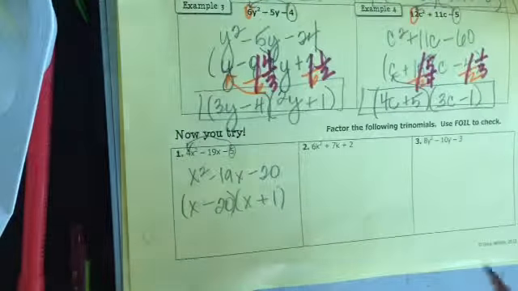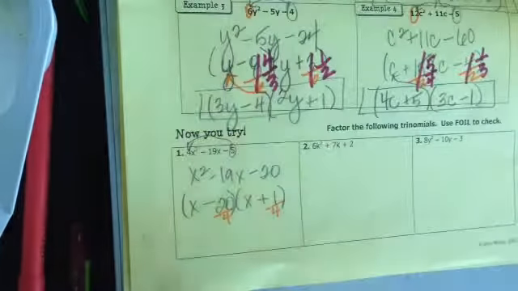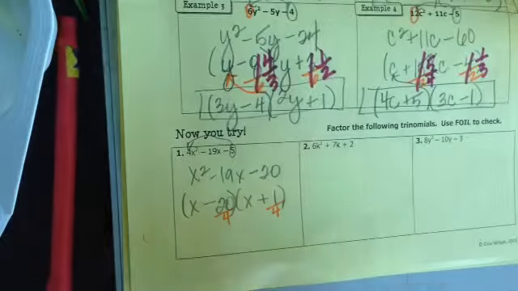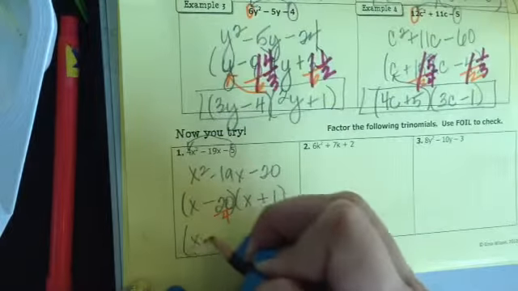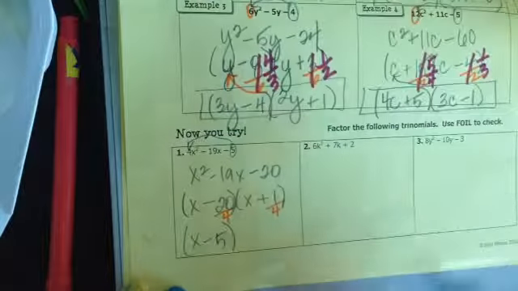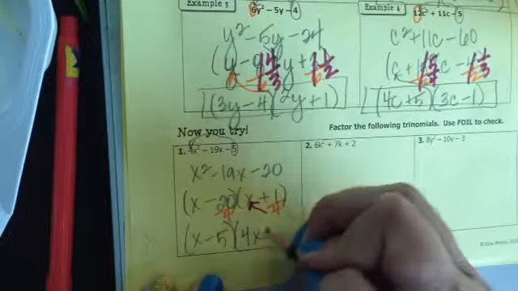And then I'm going to finish by dividing by my a value. I need to simplify my fractions. Oh, well, yeah, this is going to simplify to 5, so that's just going to be x minus 5. And then I'm going to bring my 4 out as the coefficient of x: 4x plus 1.